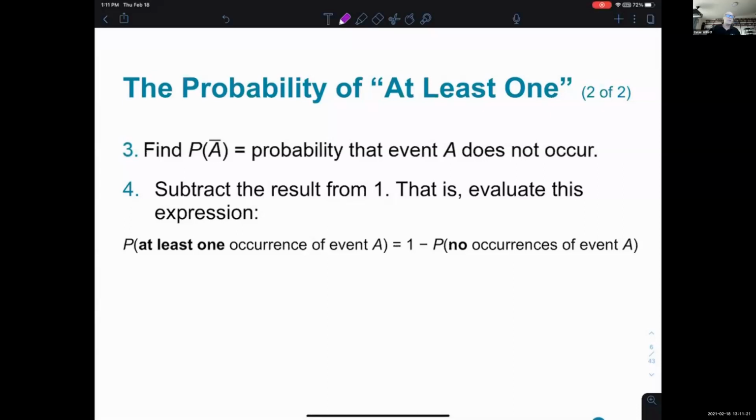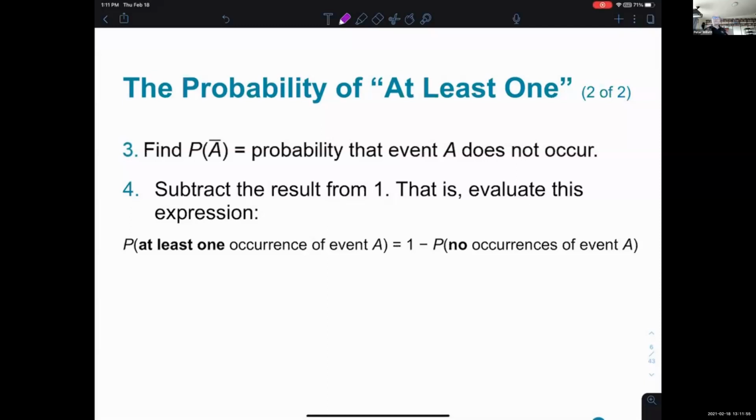If there's a 20% chance that it's going to rain tomorrow, well, then that means I also know there's an 80% chance that it won't, because those have to add up to 100. The probabilities have to add up to 1. So the probability of A complement, or A bar, is equal to the probability that A does not occur. So we can subtract the probability of no occurrences from 1 to get the probability of at least 1 occurrence.